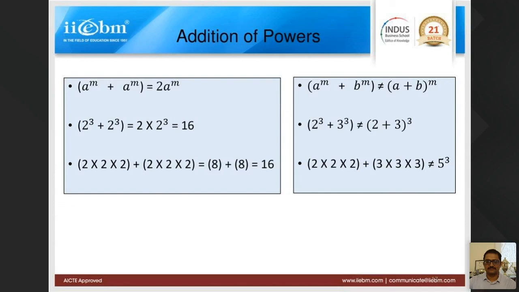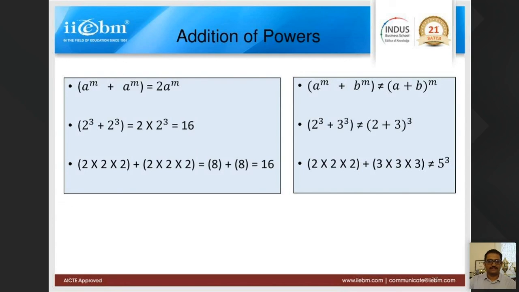Now what exactly have we done? 2 raised to 3 plus 2 raised to 3 is equal to 2 times 2 raised to 3. 2 raised to 3 is how much? We have calculated 8. So 8 times 2 is 16. This is one of the basic rules: when we have a common base and the same power, we can simply add them as 2 times a raised to m.